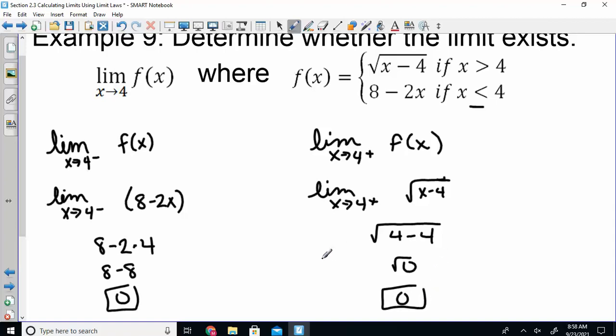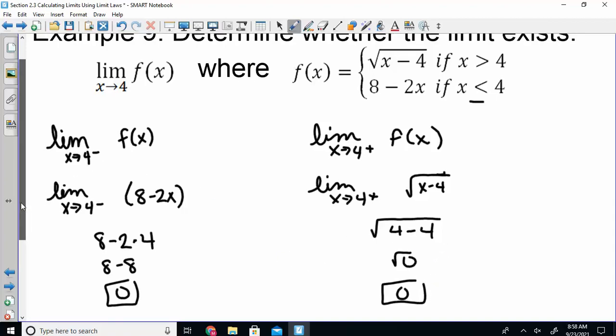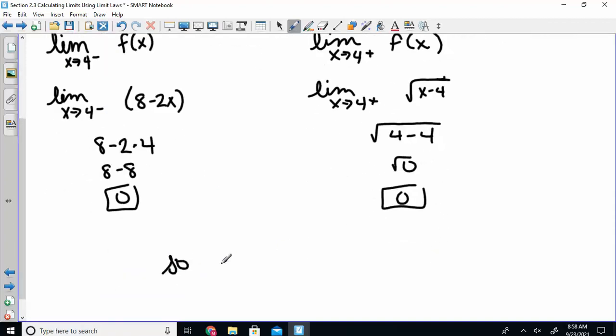So does this limit exist? Yes. So that means the overall limit as you approach 4 also equals 0.